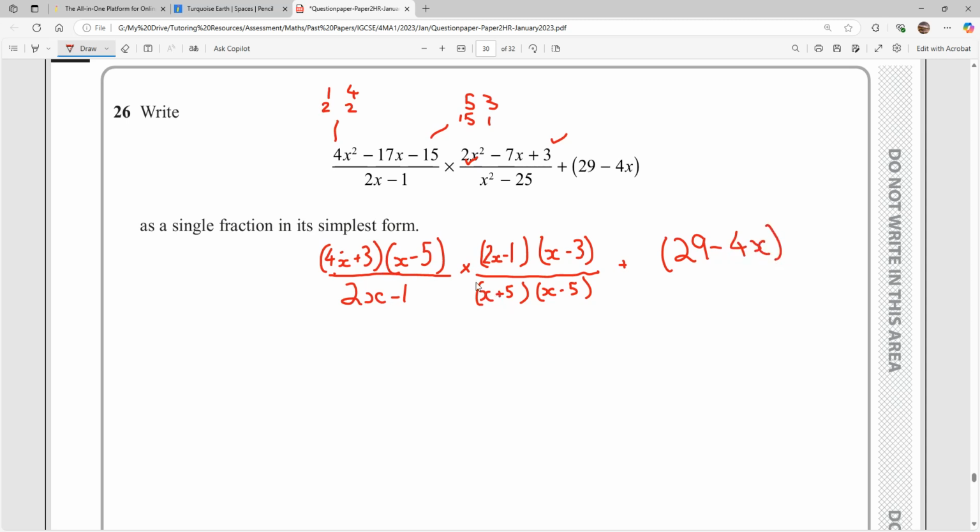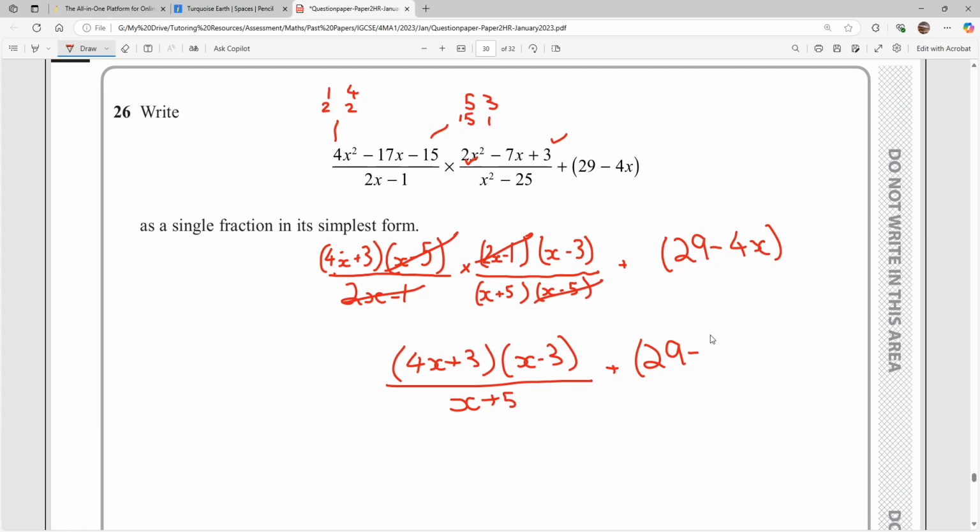Now if we look at what will cancel out, we've got x minus 5 and x minus 5, and 2x minus 1 and 2x minus 1. So that's going to give us (4x plus 3)(x minus 3) over x plus 5, plus 29 minus 4x. Because this is addition, the same rules apply as normal fractions.